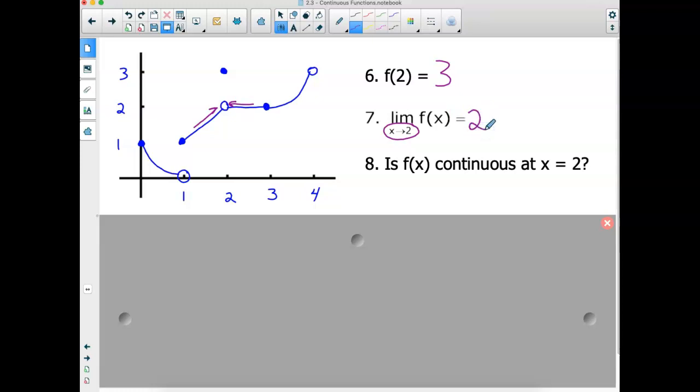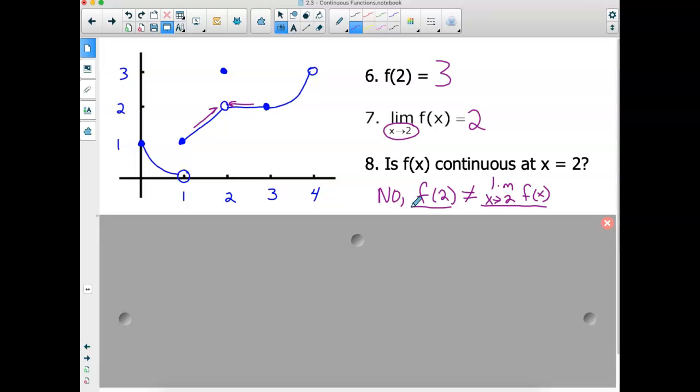Is f of x continuous at x equals 2? Would you be able to connect all these lines and make all these dots without ever picking your paper up in this middle section? And the answer is no, it is not continuous. Justify your reasoning. It's pretty easy. F of 2 is unequal to the limit as x approaches 2 of f of x. The limit is unequal to the functional value, therefore it is not continuous.